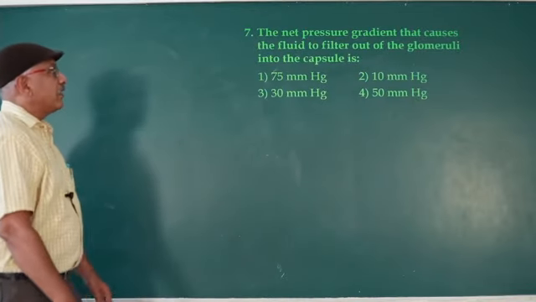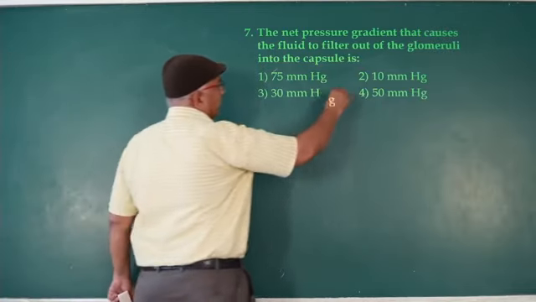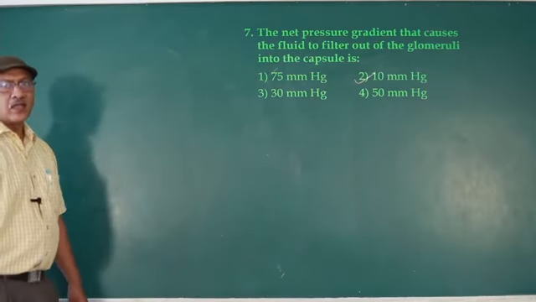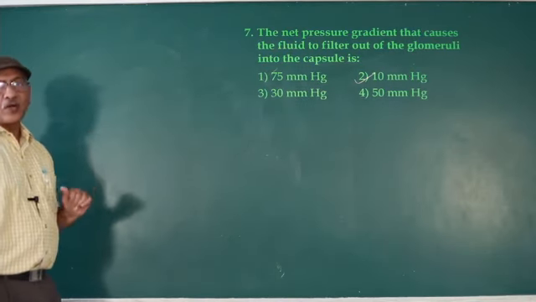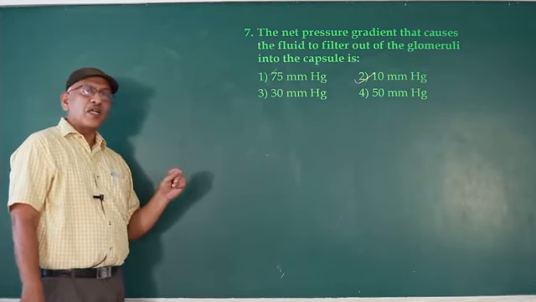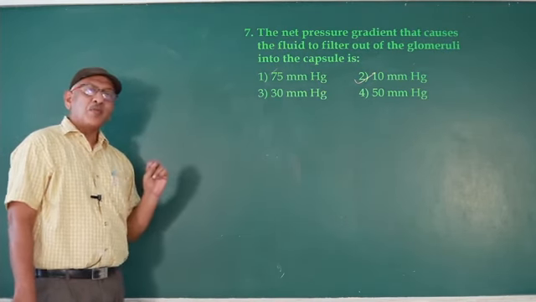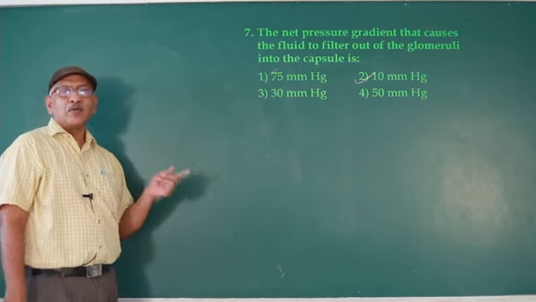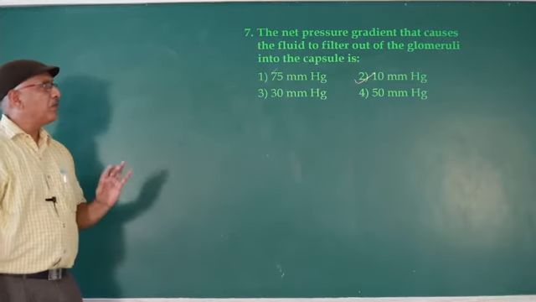The net pressure gradient that causes the fluid to filter out of the glomeruli into the capsule is 10 mm Hg. Net filtration pressure is 10 mm Hg. We already discussed glomerular hydrostatic pressure is 60 mm Hg. It is opposed by two pressures: one is the colloidal osmotic pressure of the glomerulus, which is 32, and another is the hydrostatic pressure of the Bowman capsule, which is 18. 60 minus 32 plus 18, 60 minus 50. So the net filtration pressure is 10 mm Hg.